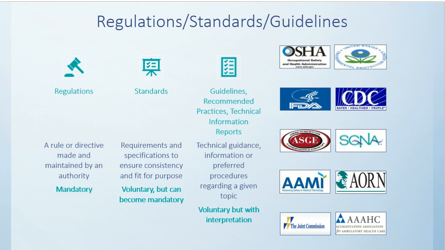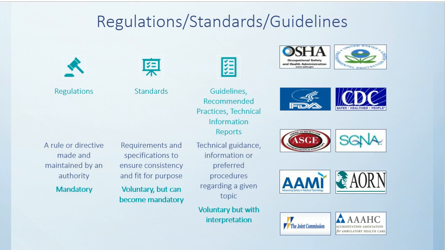Then we get into standards and guidelines from professional societies and standards organizations like AAMI, ASGE, SGNA, and AORN. And then accreditation and surveying agencies, you see two examples on the bottom of the screen here, Joint Commission and AAAHC. Use all the above as reference points. So it really depends on your organization, for example, your hospital, your health system, to identify by written policy who and what you hold your staff accountable to. Next slide.